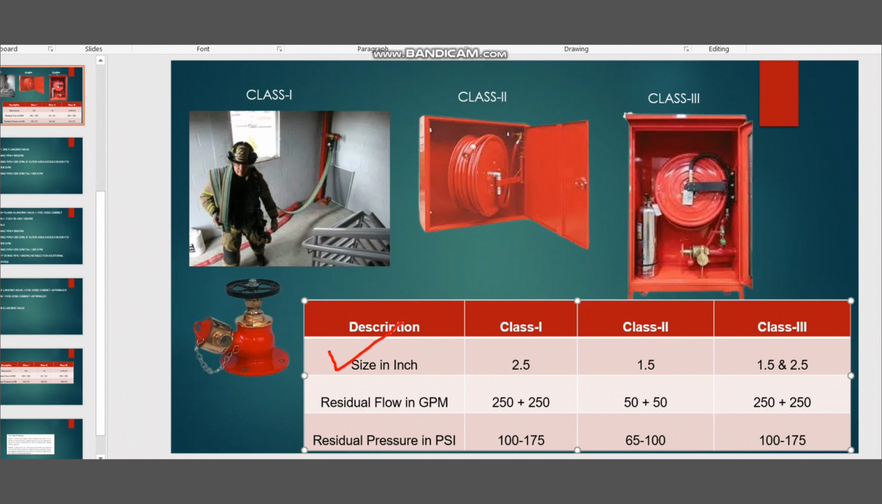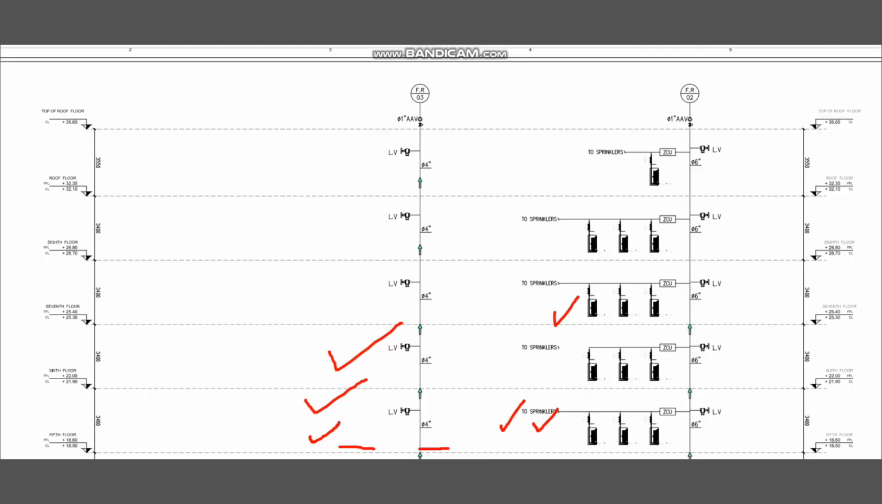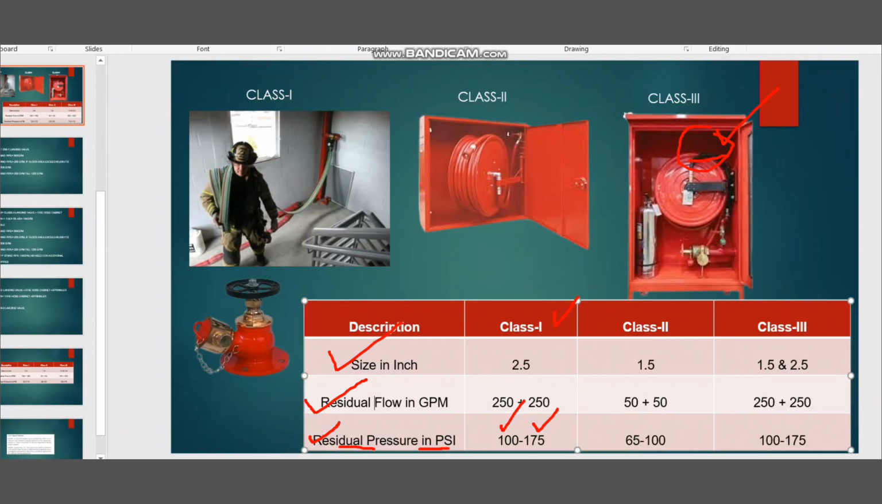So size is finalized and residual flow, now you understand. The third one is the residual pressure. So residual pressure in PSI for the class 1 system, we need to consider minimum 100 PSI, maximum 170 PSI. Residual pressure means, as I told you, this is a remotest location. I mean the longest location. So like you see here, this landing wall, for example. So the pressure available at this point, we have to make sure it is compliant to the NFPA requirement, that is minimum 100 PSI, maximum 170 PSI. For the class 2 system, minimum 65 PSI, maximum 100 PSI.